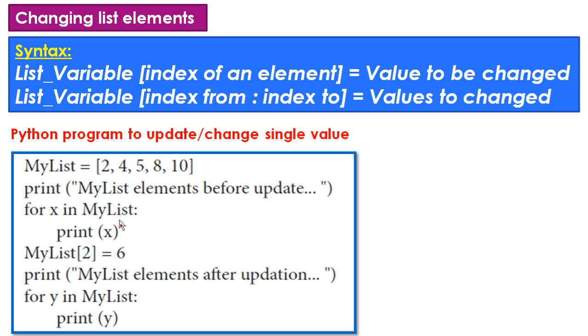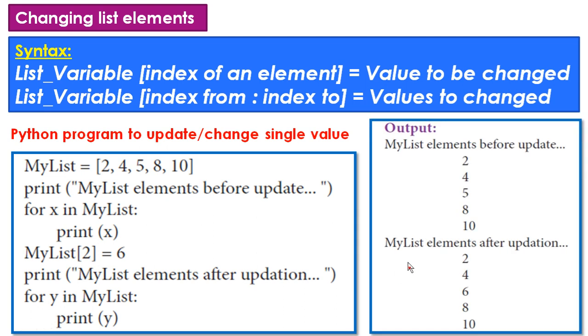We change the value 5 by using 6. So the third element becomes 6 instead of 5. After changing the value, we print the result by using another for loop: for y in my_list, print y. Now it prints the same list with the third element changed.